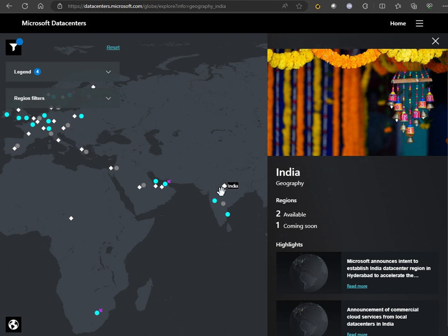So if Indian enterprises or the Indian government or the Indian army want to make use of the Azure cloud, they have strict requirements that their data needs to be stored within a geography. The data should reside within a geography. So all these kinds of things come into the picture.